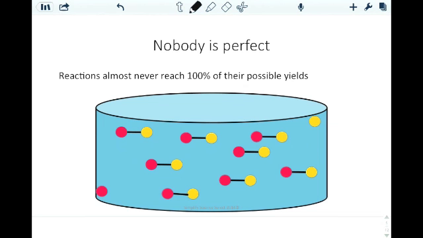A lot of reasons go into that. Here's a good example. We have the reactants and they're bonding together, and well, they just don't get on the same side. For a reaction actually to happen, the atoms actually have to touch each other. They have to come close to each other for a reaction to happen. And if that doesn't happen, then guess what? You're not going to produce anything. There's not going to be a product, and you're not going to get 100%.